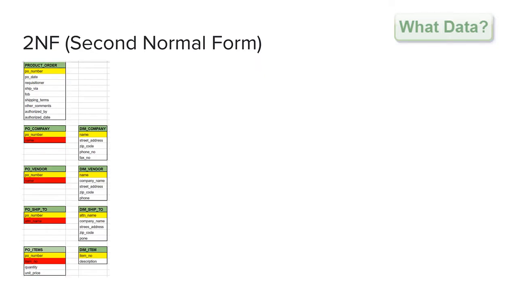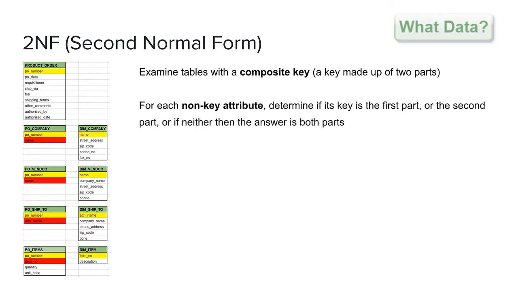Moving on to second normal form. First, we examine the tables for composite keys, i.e., a key made up of two or more parts. For each non-key attribute, we then determine if its key is the first part, the second part, or neither. If neither, then we use both parts. Lastly, we remove the partial key and its dependents to form a new table.